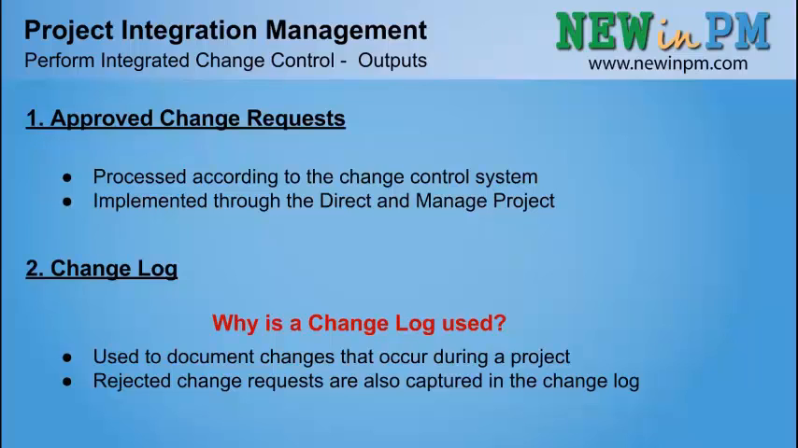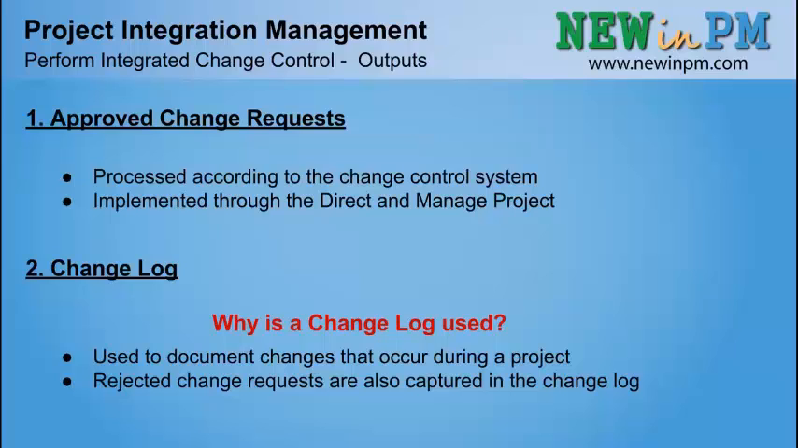Outputs. We are now in the final stage of the perform integrated change control process. So what are the outputs in this process? The first one, approved change requests. The approved change requests are processed according to the change control system and implemented through the direct and manage project phases. It can be approved by a project manager, the change control board, or any assigned team member.